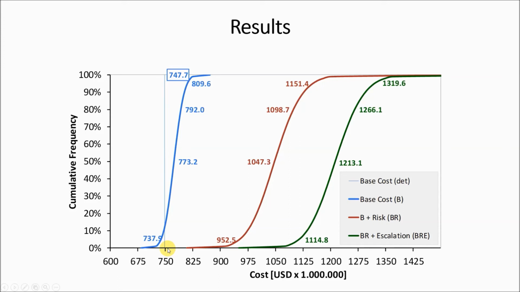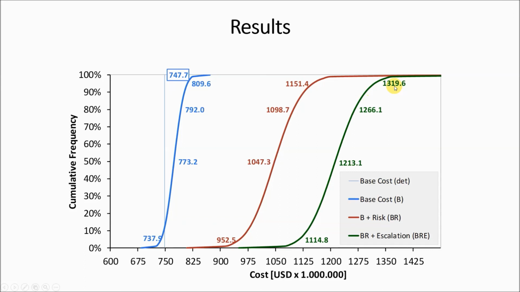747.7 million US dollars. This is our deterministic base cost. If we add ranges to it to account for variations in quantities and unit prices, we get the blue distribution function. If we add risk to that, we get the red distribution function. And if we add escalation to that, we get the green distribution function, which is our total project cost, which in this case here is between 1.1 and 1.3 billion US dollars.